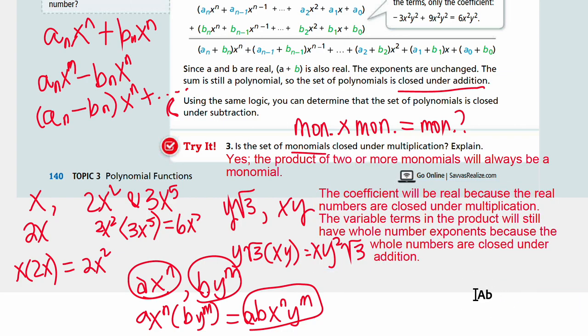So think about different examples and see if you can logically prove that they're closed under different operations. Okay, so that was example 3. We're going to continue with example 4 in the next video.